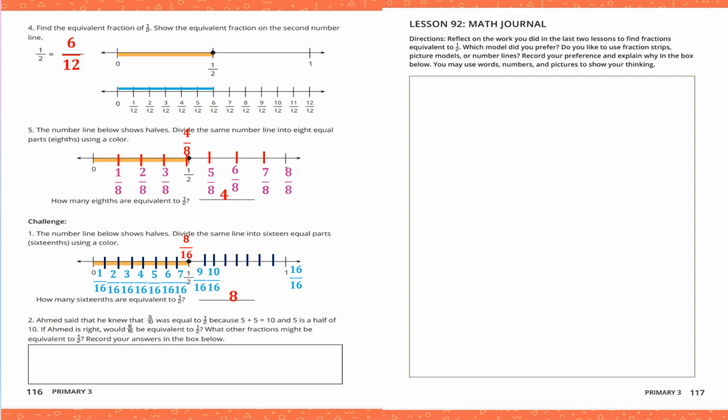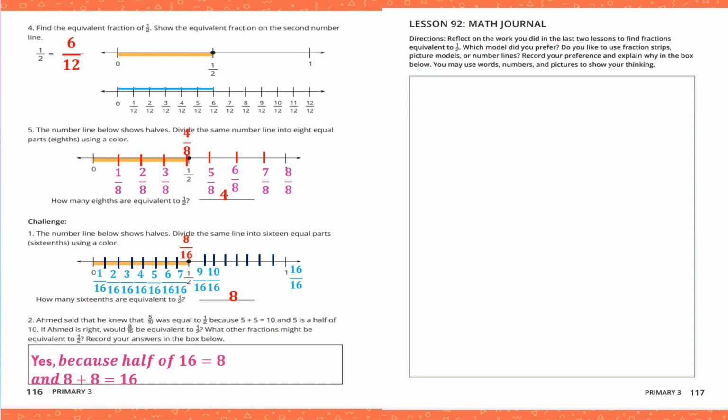Number 2. Ahmed said that he knew that 5 over 10 was equal to 1/2 because 5 plus 5 equals 10 and 5 is half of 10. If Ahmed is right, would 8 over 16 be equivalent to 1/2? Yes, because half of 16 equals 8, and 8 plus 8 equals 16. So 8 over 16 equals 1/2.